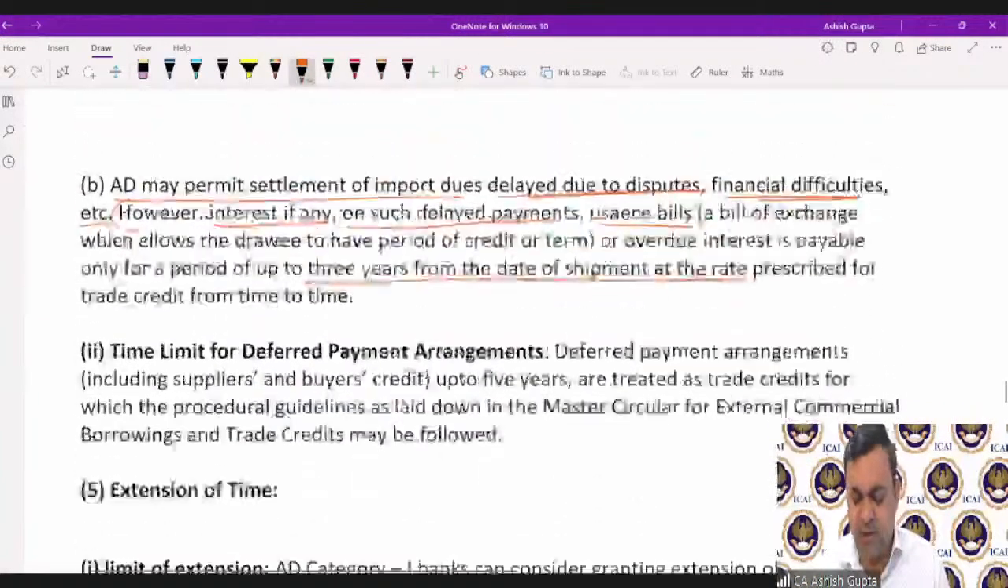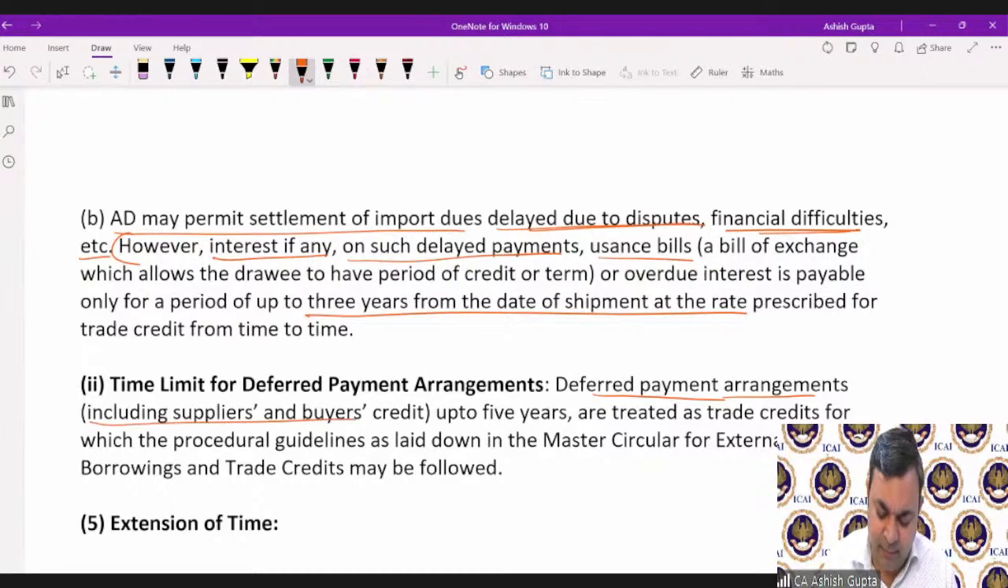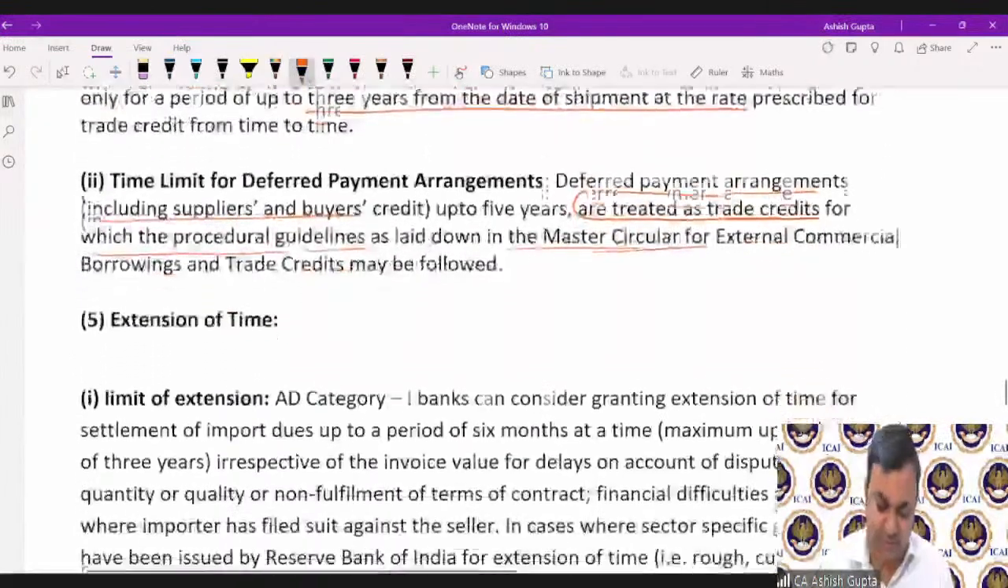Time limit for deferred payment arrangement, maximum up to 5 years. Deferred payment arrangement, including suppliers' or buyers' credit up to 5 years, are treated as trade credits for which the procedural guidelines are laid down by the Master Circular for ECB.